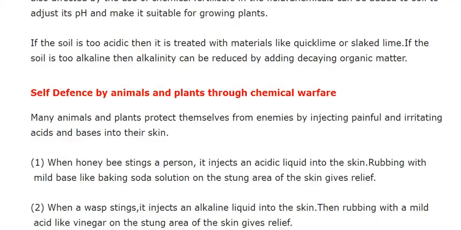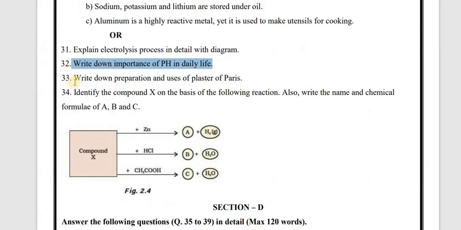Now let's move further. The next question, question number 33: Write down the preparation and the uses of plaster of Paris. We have to write down the preparation, meaning how we can make plaster of Paris, and also write down its uses.